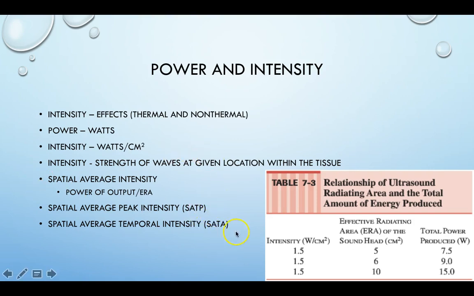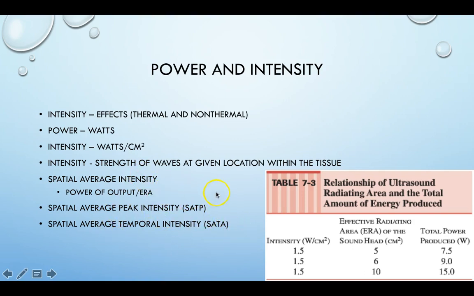Two other terms that show up are spatial average peak intensity and spatial average temporal intensity. The spatial average peak is when we talk about the on time of the pulse. So when we set duty cycles, the on time of the pulse tells us our peak. So what is our power over our ERA when the machine is on? It ends up being close to our spatial average intensity there.